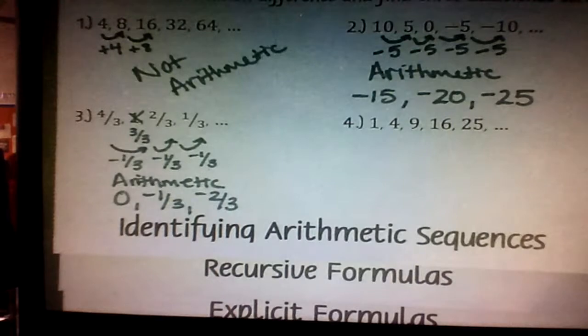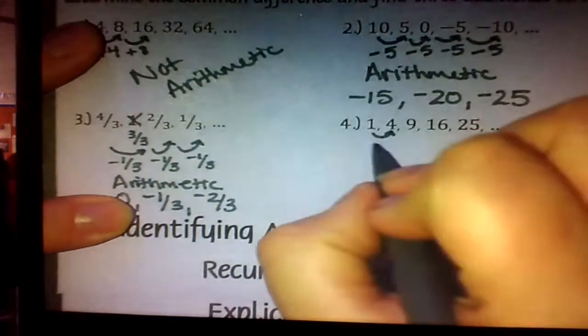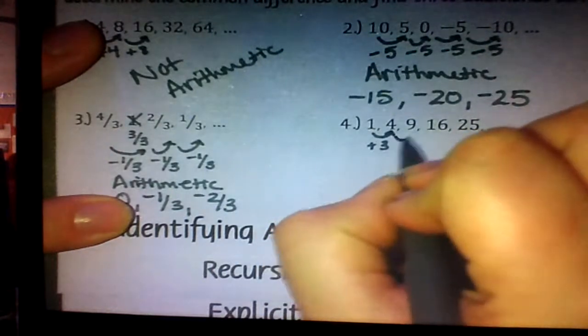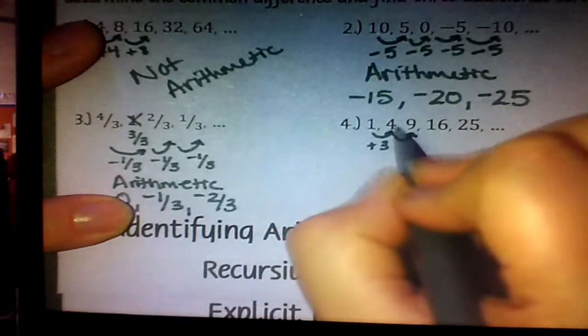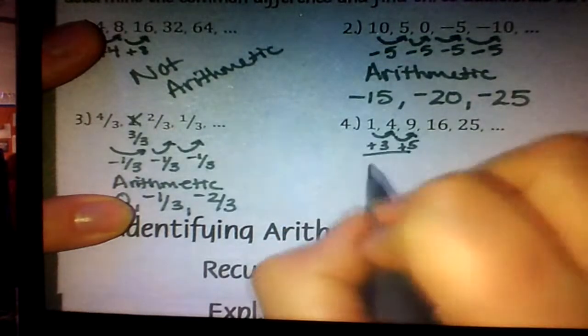What about 4? I'm going from 1 to 4, plus 3. Then plus 5. This right here tells me not arithmetic.